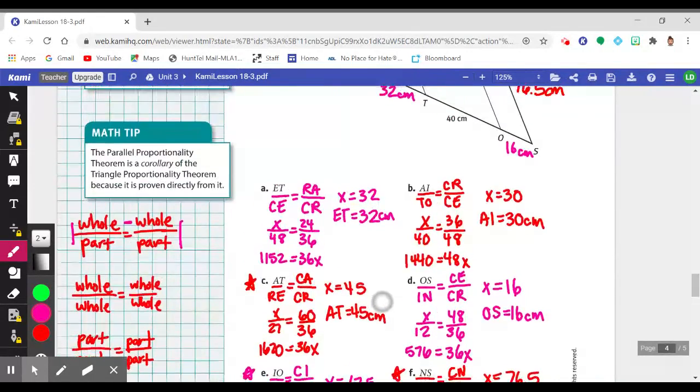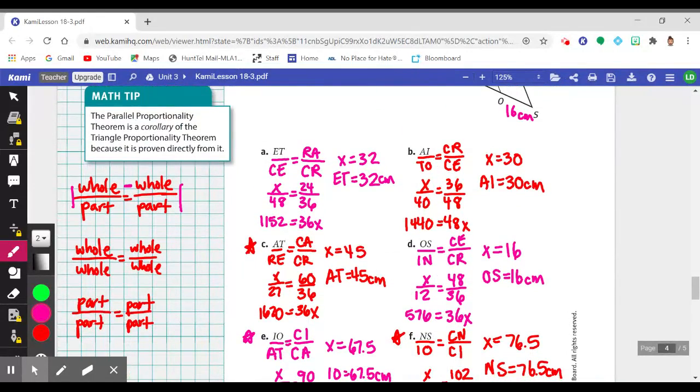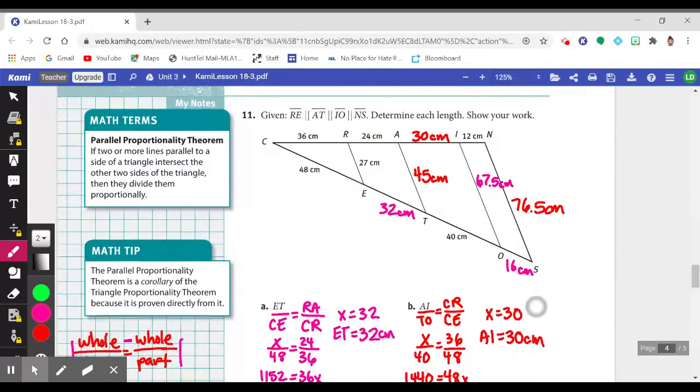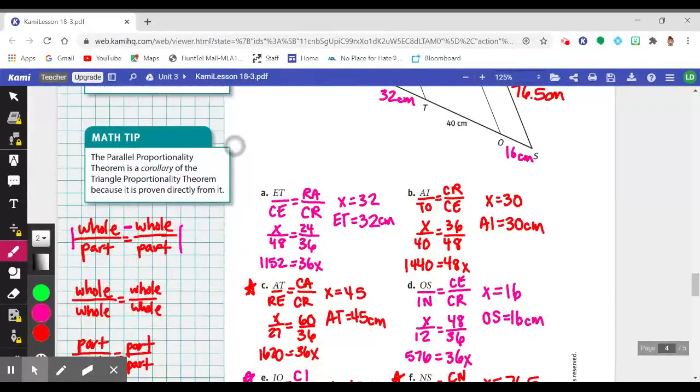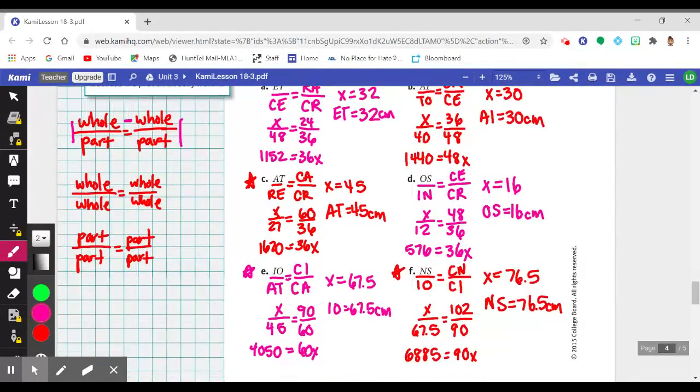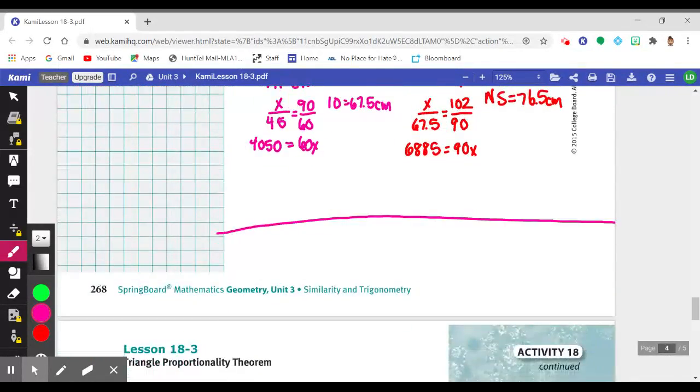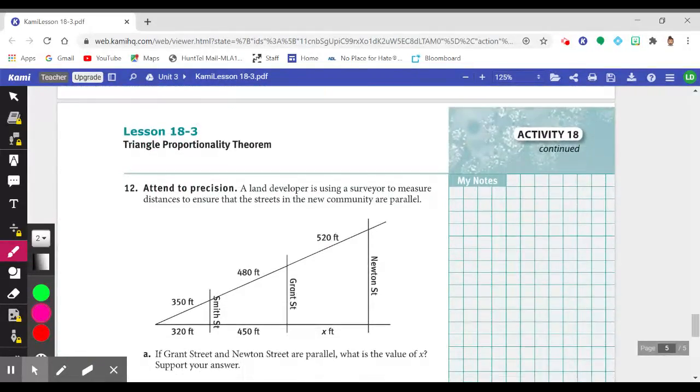So take some time here, especially those that might have caused you some issues. And I know this diagram looks a little bit intense, but it's all about writing proper proportions. I believe if we can do that, we'll be successful here. Now, the last thing we're going to look at is actually the converse of this theorem.